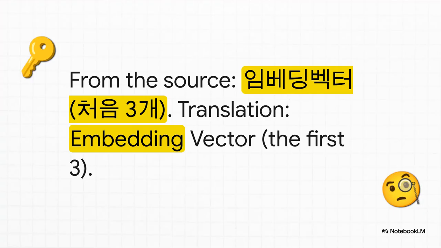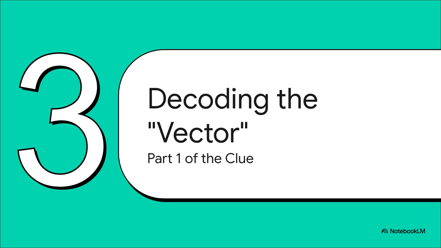And there it is. That's our Rosetta Stone: embedding vector, the first three. To get what the numbers mean, we've got to figure out what these words mean. So, let's do it. Let's break this thing down piece by piece. All right, let's start with the easier part of the clue, the word vector. You've probably heard this before, maybe in a math class or a physics lecture, and the idea is actually way simpler than it sounds.